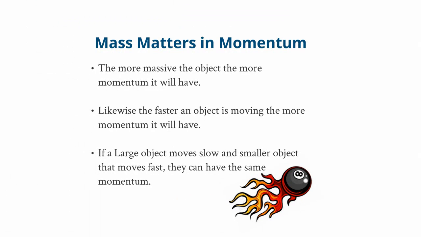Now, mass matters in momentum because of the equation, mass times velocity. The more mass an object has, the more momentum it has. Also, the faster the object is moving, so the velocity does have a part in it, the more momentum we'll have. And we could have the same momentum with a very large object moving very slow and a very small object moving very fast.